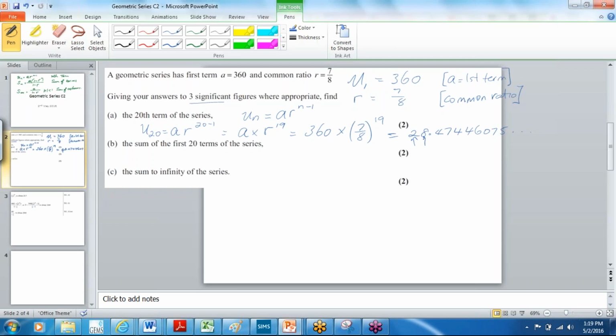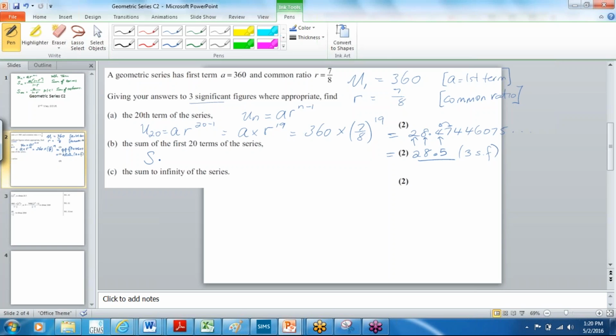Now, 3 significant figures. 1, 2, 3. So 28 point, and this is going to round up because it's a 5 followed by a 7, so that's going to go up to 5. So 28.5, that's the 3 significant figures. That's the 20th term, 28.5. So it's being reduced by a factor of 7/8 each time. Find the sum of the first 20 terms.